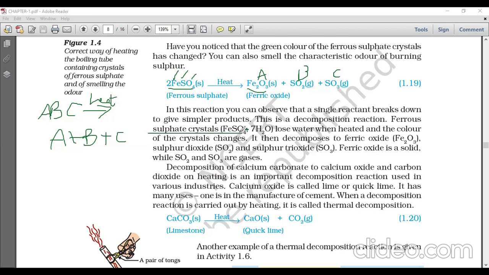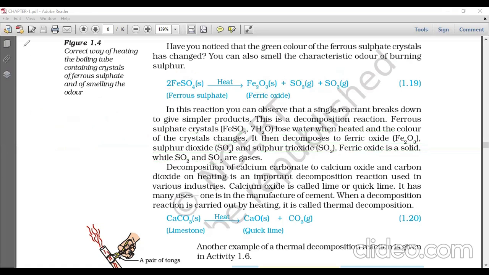This is the formula. When you do this activity, that light green crystal, you will find water droplets, water moisture, forming on the inside surface of the glass test tube, because it's a crystal which contains water and loses that water when you heat it, and the color changes into brown. It then decomposes into ferric oxide, sulfur dioxide, and sulfur trioxide. Ferric oxide is a solid, while SO2 and SO3 are gases.